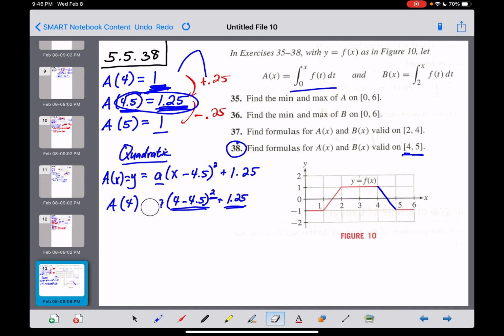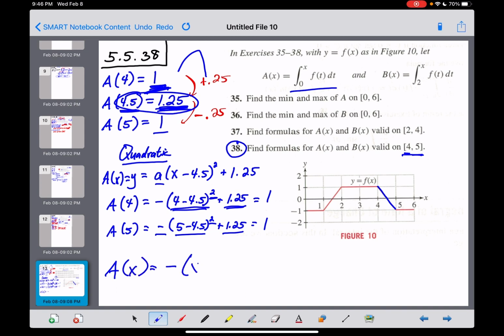So maybe I got really lucky, which doesn't surprise me because I don't think they wanted to make this super hard. And they put a negative right there. That got us 1. Let me try a of 5. That would be a 5 minus 4.5 squared plus 1 1/4. Does that equal 1? That's a half, squared is a quarter, negative a quarter, plus 1 1/4 is 1. So I think we've got it, guys. I think a of x would equal the opposite, or negative 1, times x minus 4.5 squared plus 1.25.